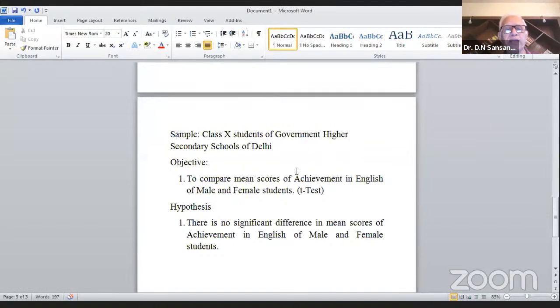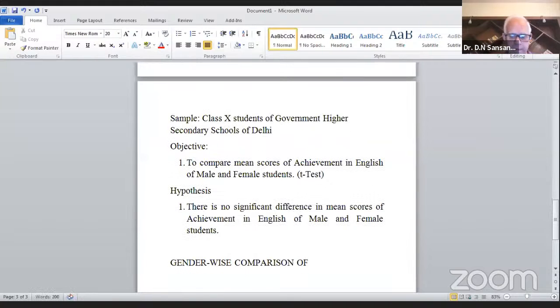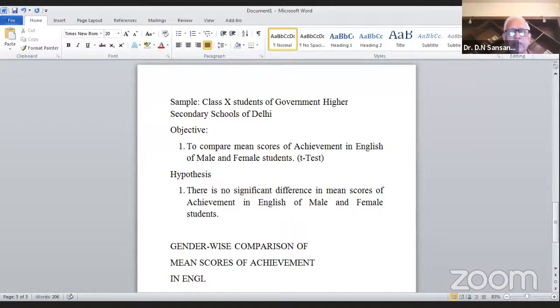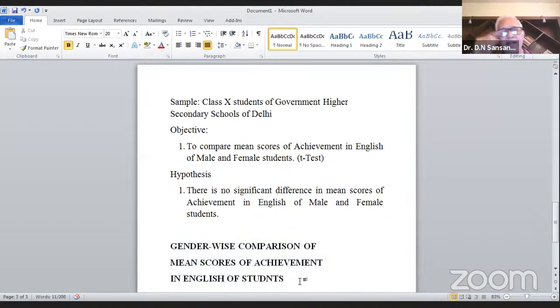So here, from the objective, I must write a caption heading, and the caption heading will be in capital. It is GENDER-WISE COMPARISON OF MEAN SCORES OF ACHIEVEMENT IN ENGLISH OF STUDENTS. Now you can see this is my objective, and from the objective I have taken the information to write this particular caption heading. And this caption heading should not be from one end to the other end. You should break it so that you are able to differentiate it from your sentence. So this is the heading.